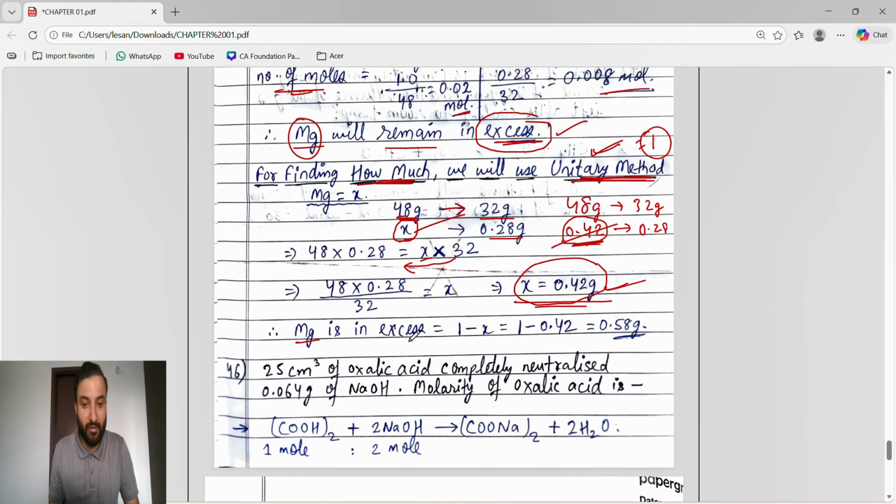So magnesium is in excess. We have to find out how much it remains in excess. Remaining in excess means total minus how much it's reacting. 0.42 is reacting. So total minus this much is reacting, so this much is present in excess.